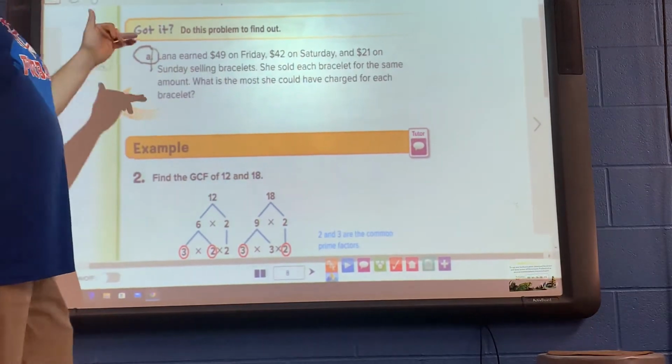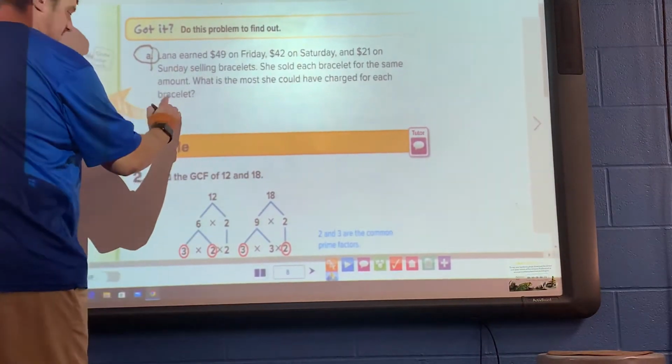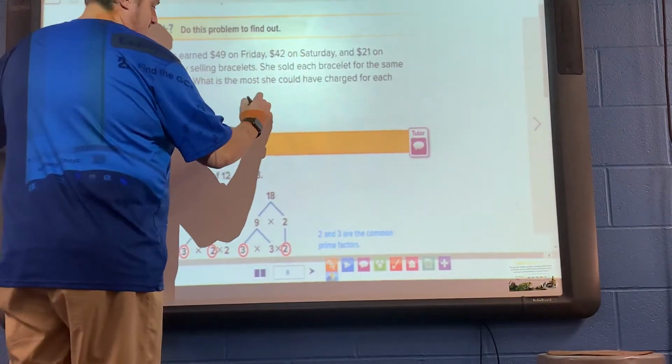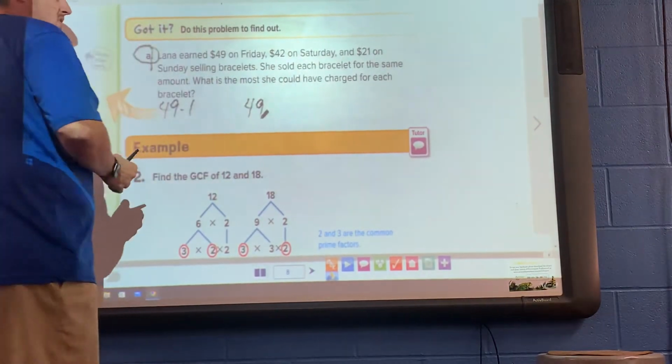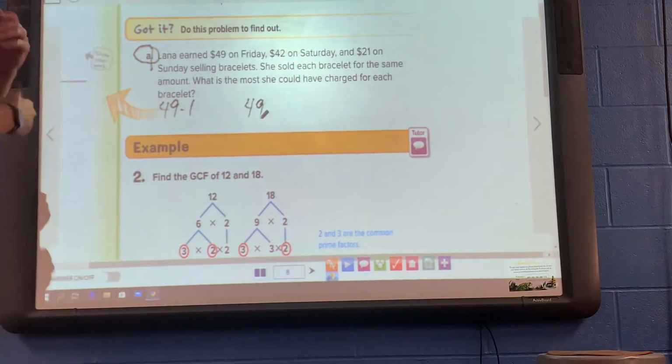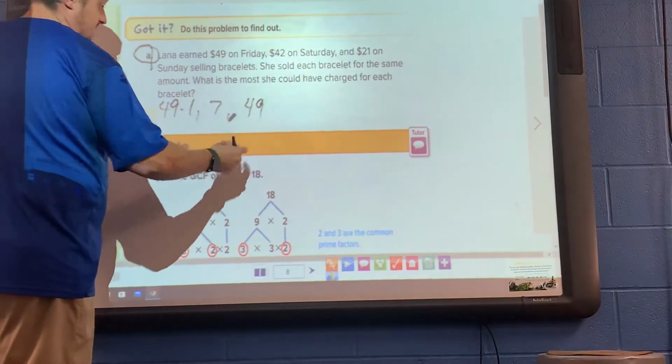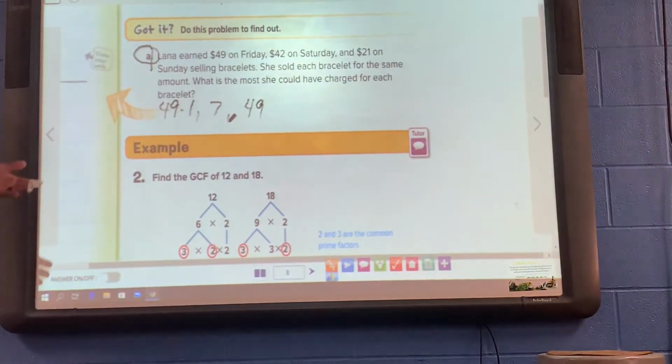So Lena earned $49 on Friday, so that's where we're going to start. 49. Okay, so we have 1, and we have 49. 2 doesn't go into it. 3 doesn't go into it. 4 doesn't. 5 doesn't. 6 doesn't. 7 does. 7 times 7. We're done. We've met all our factors.